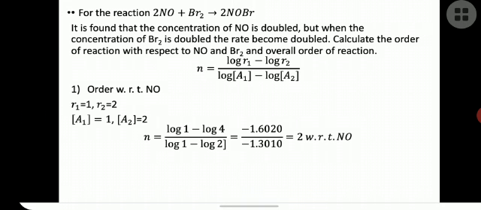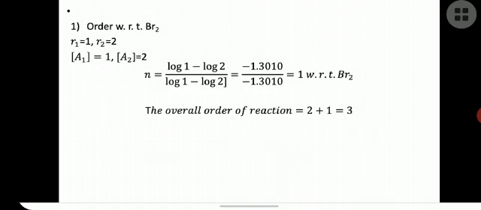By taking the log and solving it, we get minus 1.6020 divided by minus 1.3010, which is equal to 2 with respect to NO. Now, we want to find the order with respect to Br2.